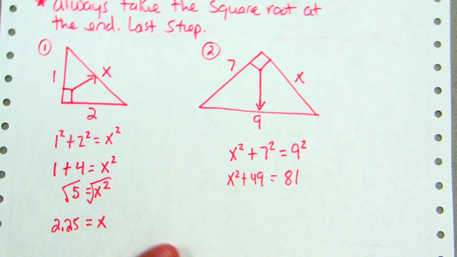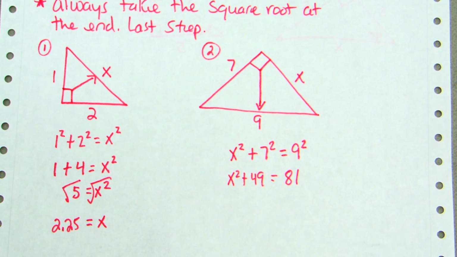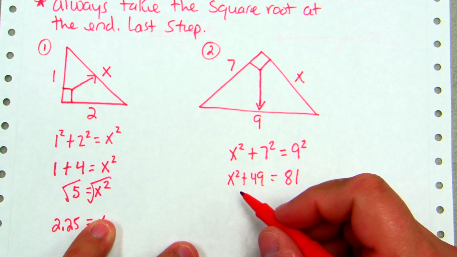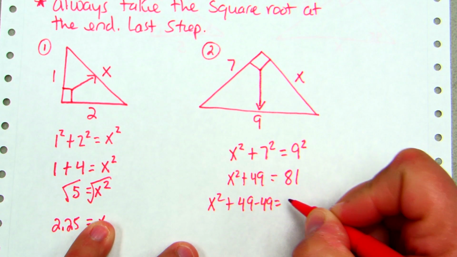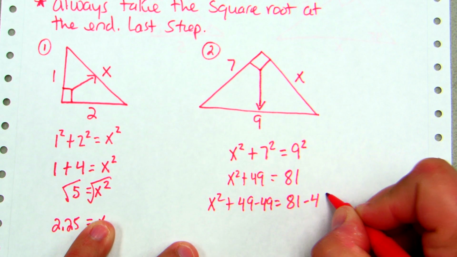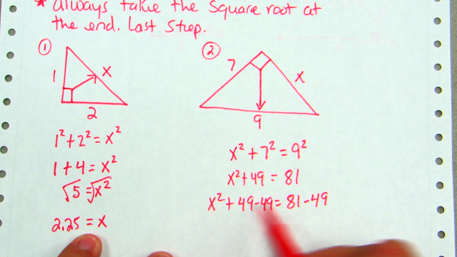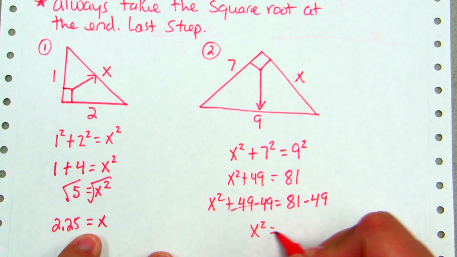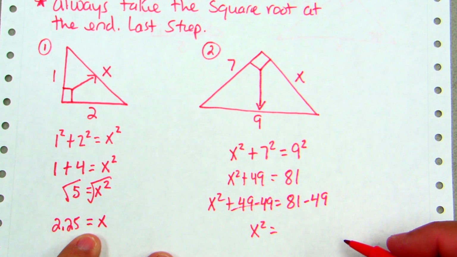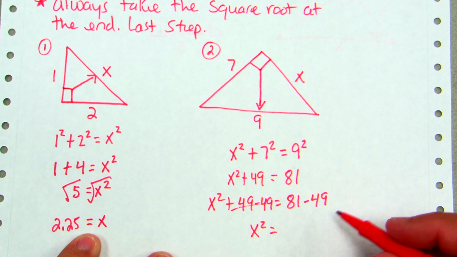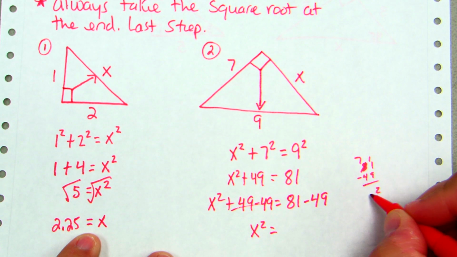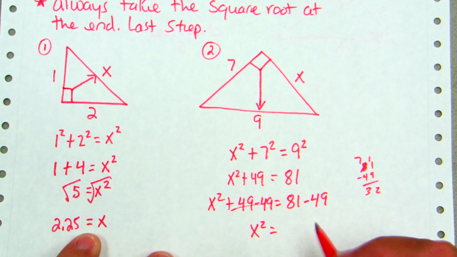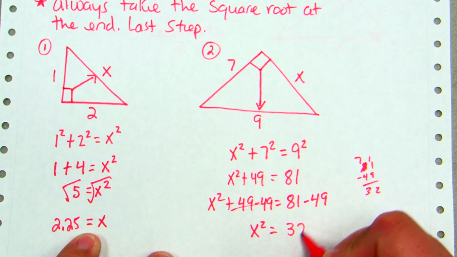And if you'll remember all the perfect squares we went over from 1 through 17, that should help you out tremendously on this. Now, we just need to get x by itself. So we say x squared plus 49 minus 49 equals 81 minus 49. That cancels the 49s on this side. They're gone, and leaves us with just an x squared. And over here we'll say 81 minus 49, which will give us 32. So 32 is what we are left with.